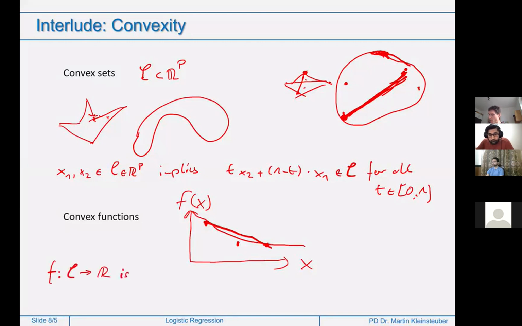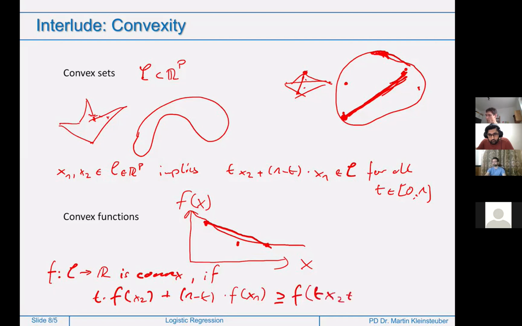So in formulas we say that this function f from C to R is convex if this interpolation t times f of x2 plus 1 minus t times f of x1 is always greater or equal to f of, along this line, t x2 plus 1 minus t x1, for all t in 0 and 1, and all x1, x2 in C.